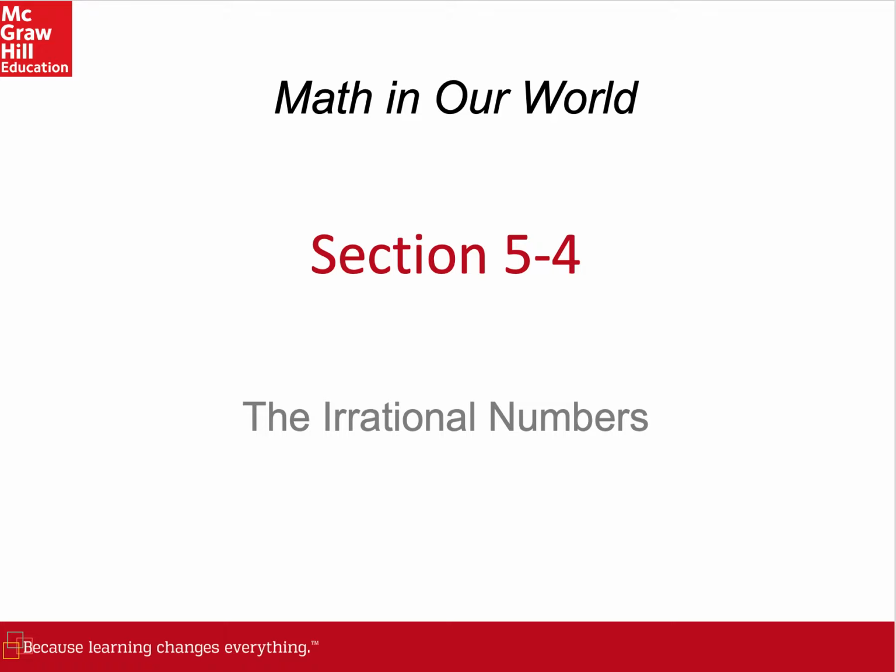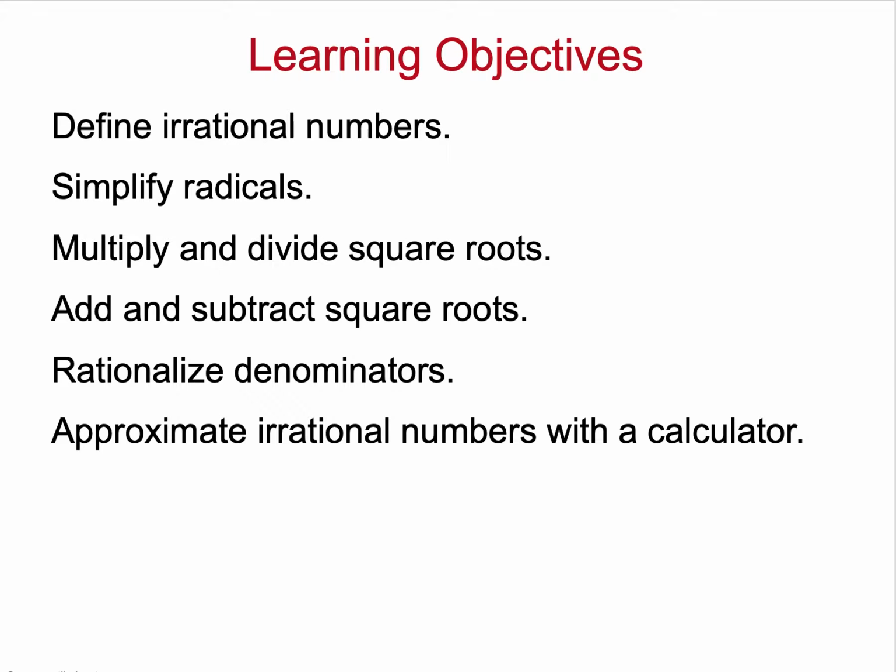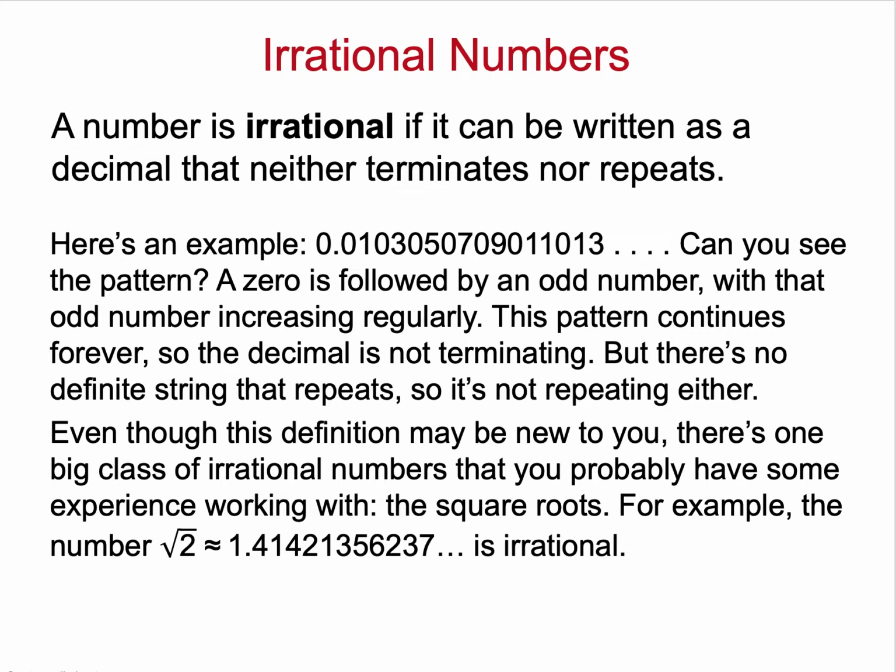We're going to take a look at Chapter 5, Section 4, which is all about irrational numbers. And so we're going to do a couple things. We're going to define them. We're going to simplify radicals that lead to irrational numbers. We're going to work on multiplying and dividing square roots, adding and subtracting them, rationalizing a denominator, and using a calculator with irrational numbers. So the first thing is, what is an irrational number?